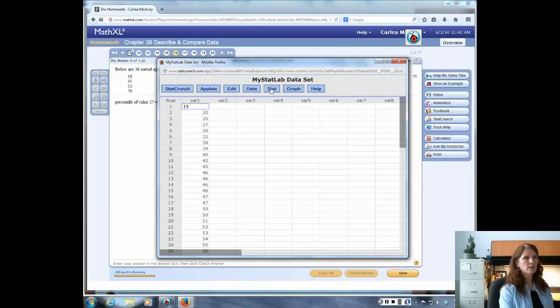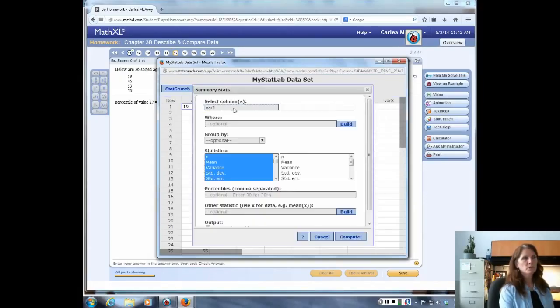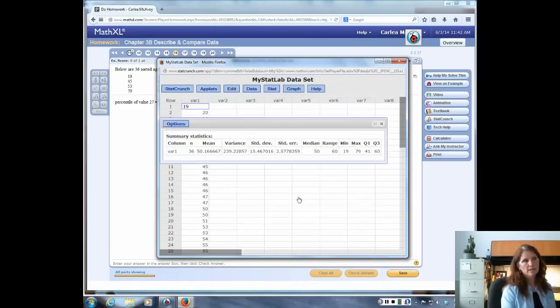Go to stat, go to summary stats, go to columns, and then it tells you to pick the column because you might have more than one column of data, but we only have one. So just double click on it, it puts it over there. So it's going to do it for that one column. And then I'm not going to ask it to put in nothing else special. Here's what it's going to show me. It's going to show me all this stuff. And I could choose more, but I'm just going to choose that they show me that stuff. And then I'm going to say compute. And then it's going to give me all of that stuff. Sweet, right? So that's how I'm going to find that data.